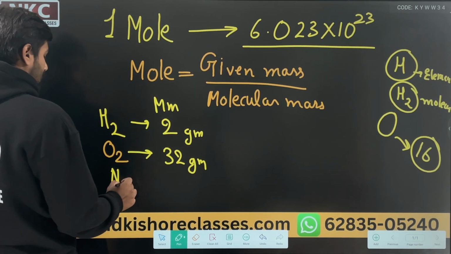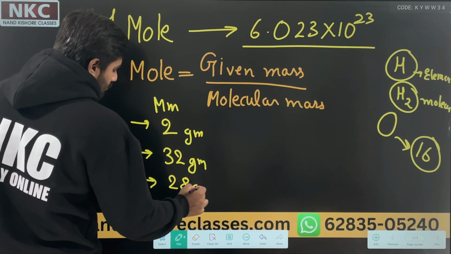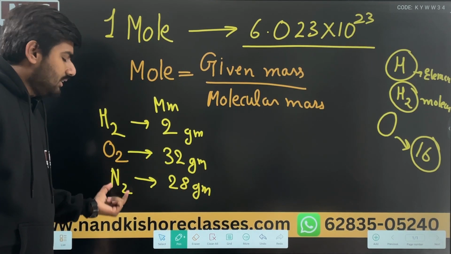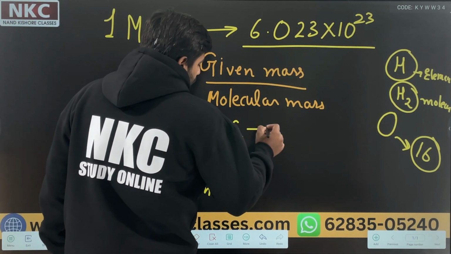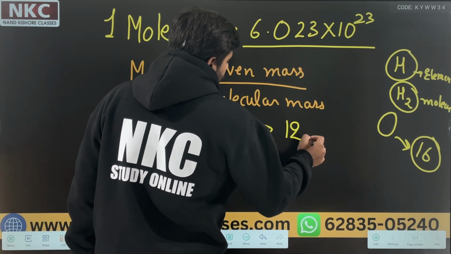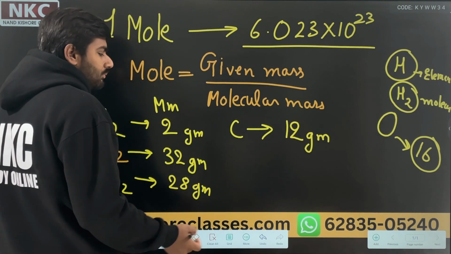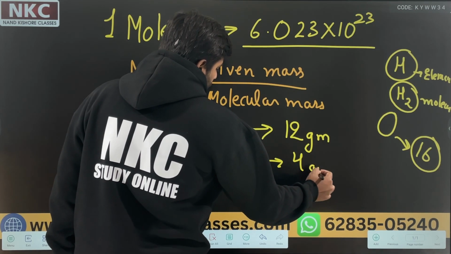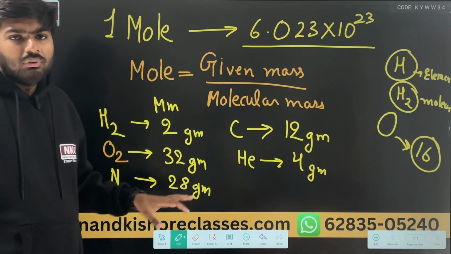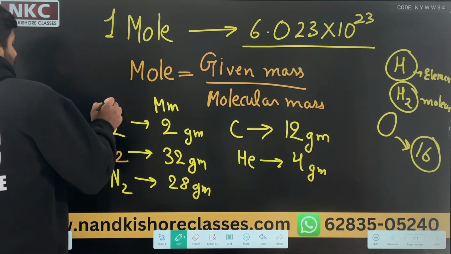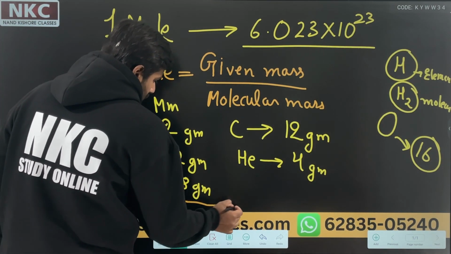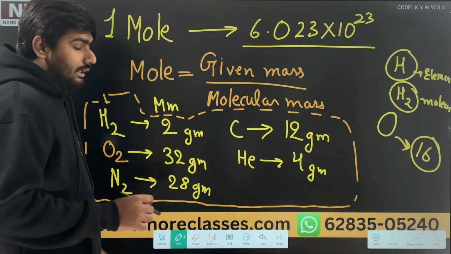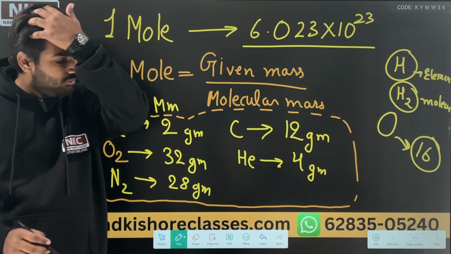For nitrogen, it will be 28. This we have to remember, because many questions will use hydrogen, oxygen, nitrogen, or carbon. For carbon, it is 12. For helium, it is 4. Try to remember these, because these types of elements usually come in exams. And if some other element comes in your exam, then its molecular mass will be given to you.